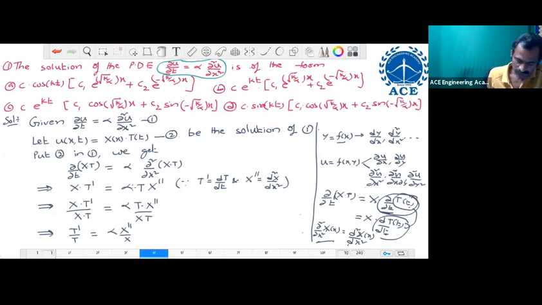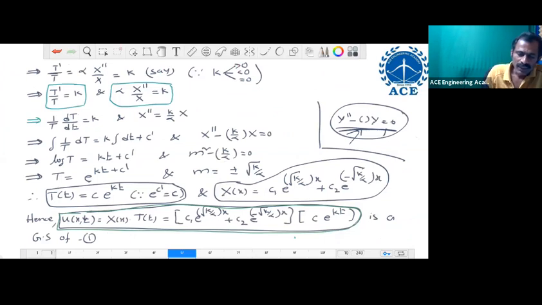After that, we divide both sides by the product X into T. After simplification, on the left hand side there is only a function of t and its derivative, and on the right hand side only a function of x and its derivative. The variables are separable, and we equate each of them to some constant, like this, and we separate the ODEs. So T dash by T and alpha X double dash by X will both be equal to some constant. Even if we equate these two, we get the same thing. So we got two ODEs and we solve these two by our ordinary methods.